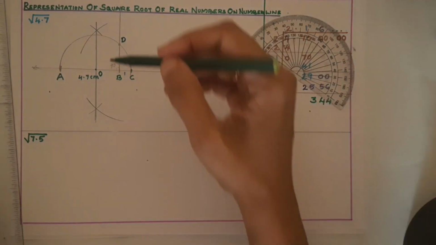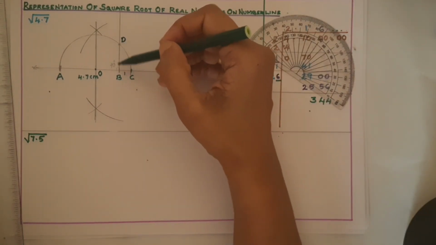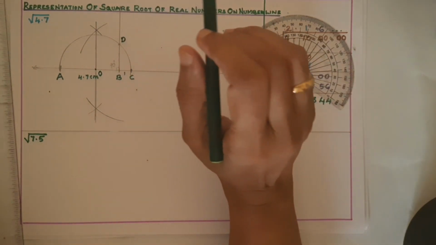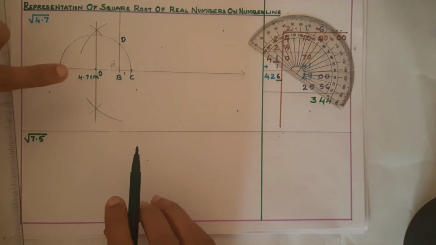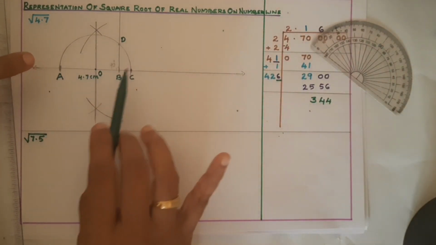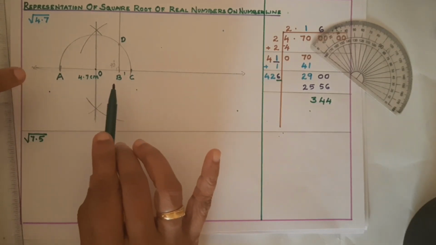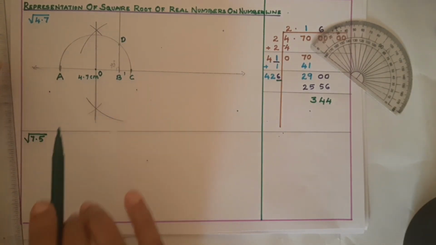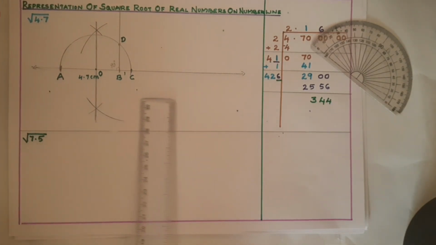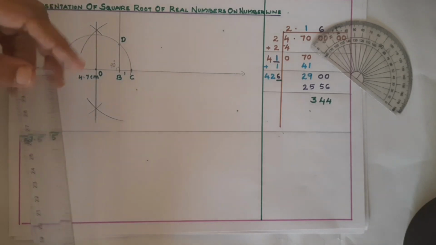See children, now this BD will be square root of 4.7. When we do the construction like this, you may have a doubt whether we will get this length as square root of 4.7 or not. The explanation is given in your textbook. If you want, you can go through that. No need to learn all this by heart.